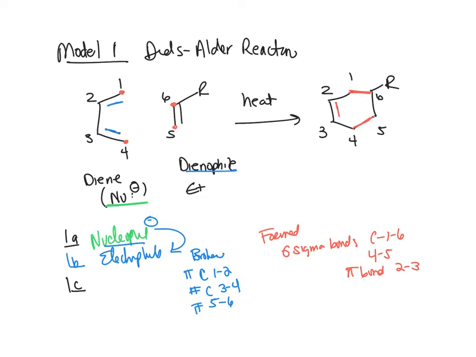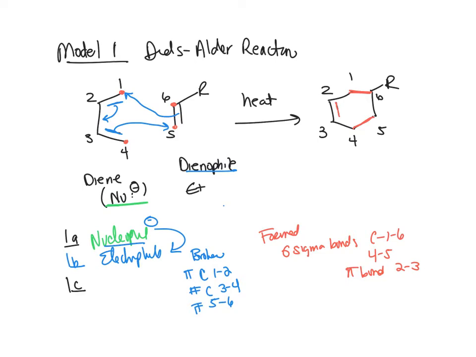Draw curved arrows to show the bonds formed and broken. So draw the 3 electron flow arrows, and so we draw the nucleophile to the electrophile. So this is going to go to that carbon 5. This pi bond is going to go to that carbon 1, and then this pi bond is going to go between 2 and 3. So there's your 3 electron flow arrows.